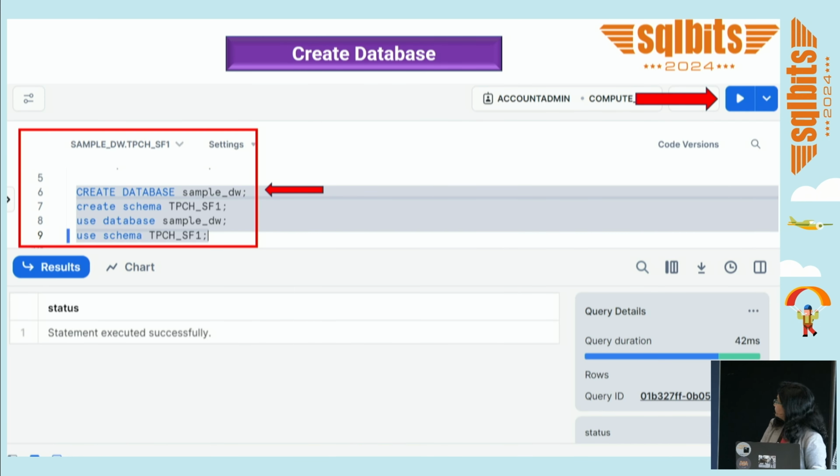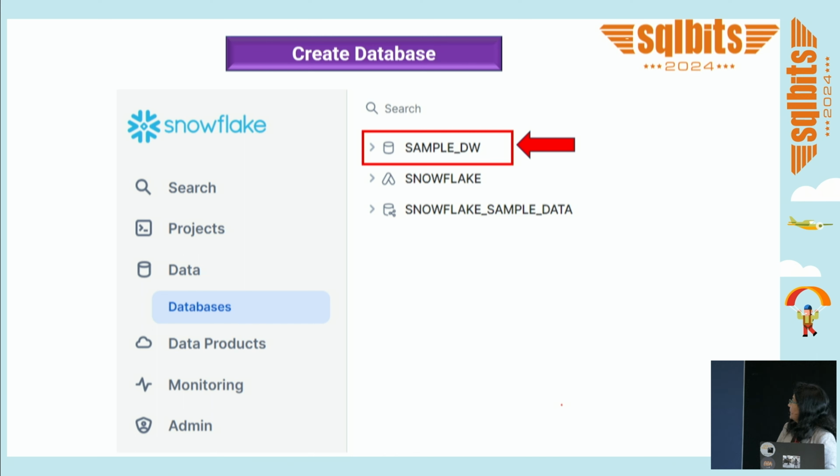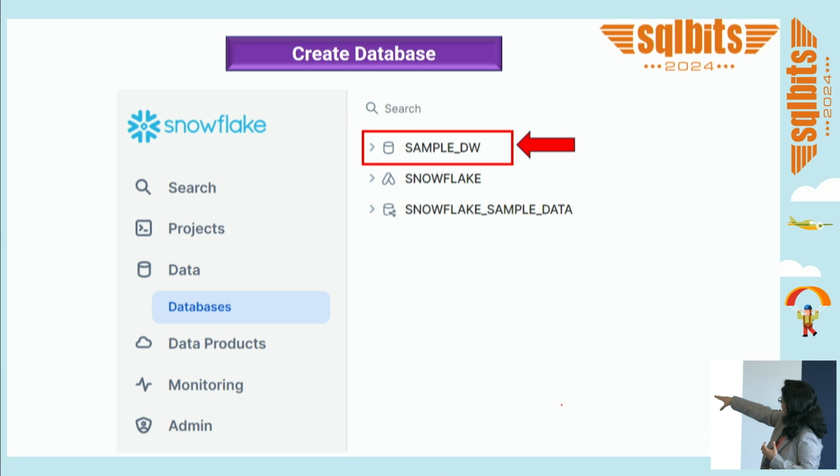Moving along, how would you create the database? Pretty simple, you create the database sample DW, and in the query window you click the right arrow key, which is the execute, and that is how the database would be created. In the web portal, earlier we had Snowflake sample data, and now we have Snowflake sample DW also created.